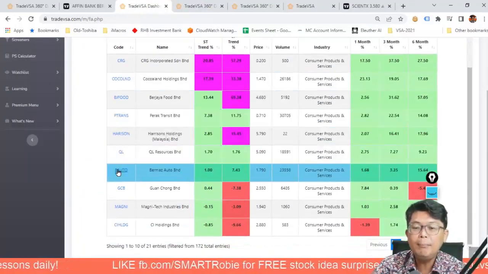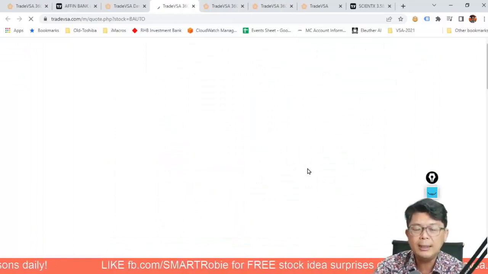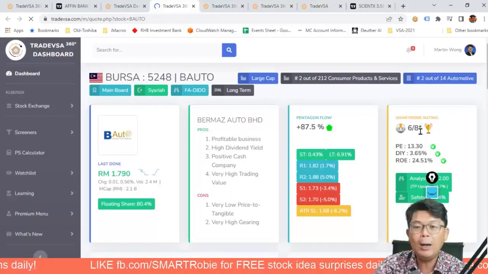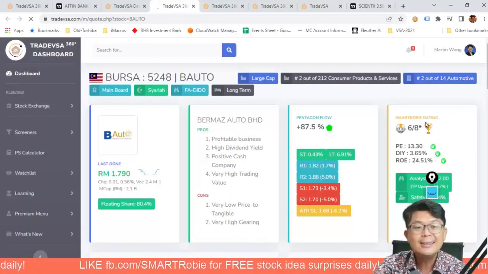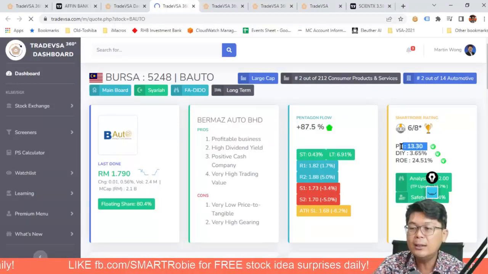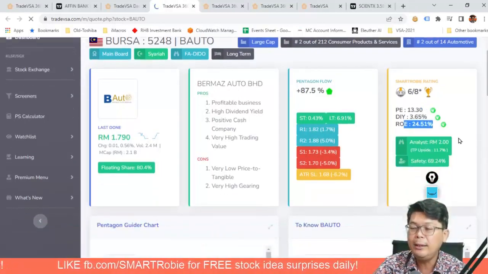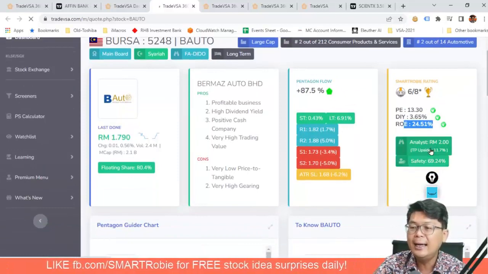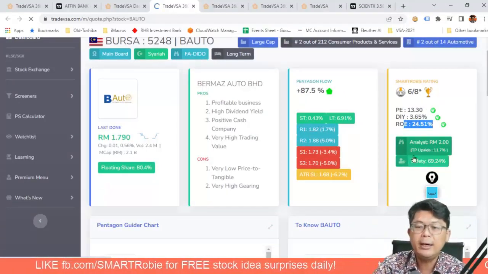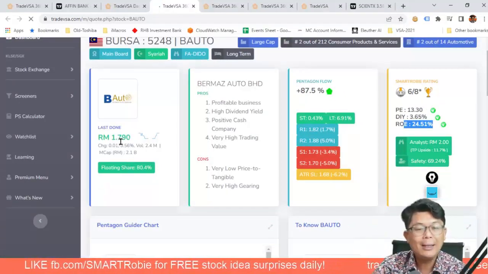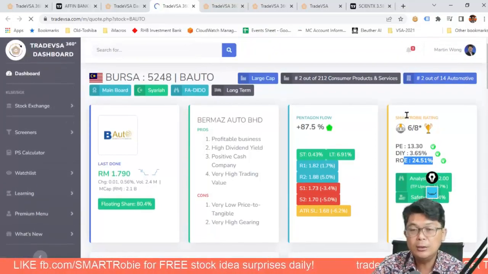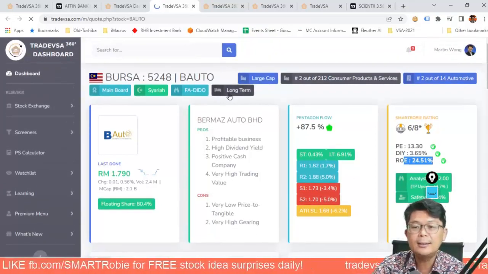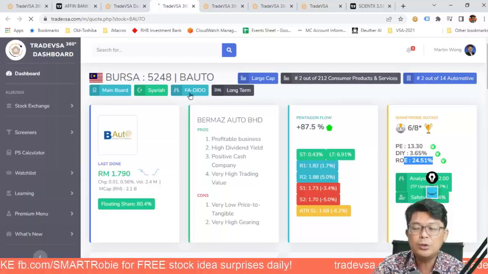Let's take a look at another one, B Auto. You can click on that one. B Auto, wow, look at this one. Very good, isn't it? 6 out of 8. PE of 13 times and ROE of 24. And also the analyst has it at 2 ringgit. Right now it is about 1.80.